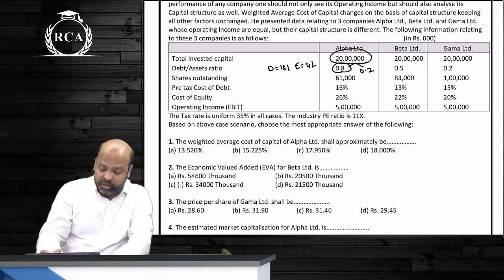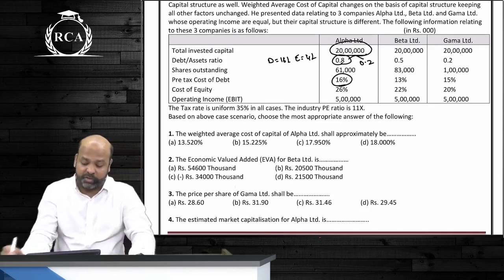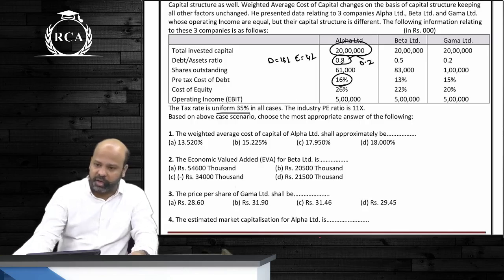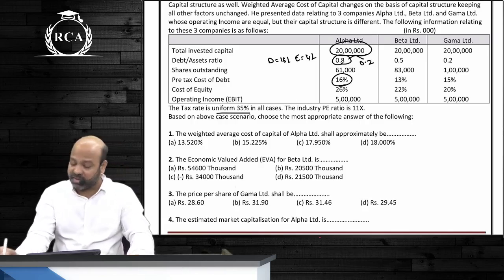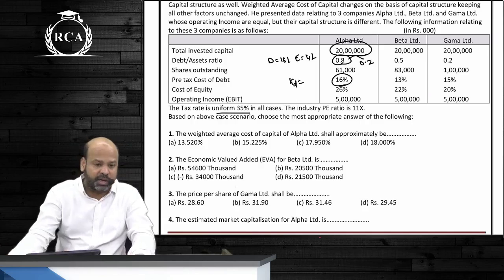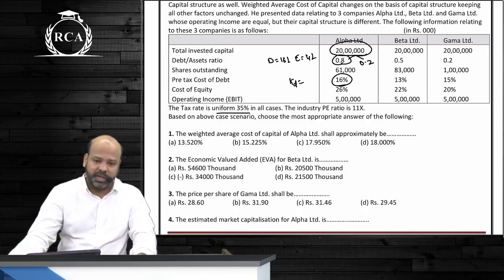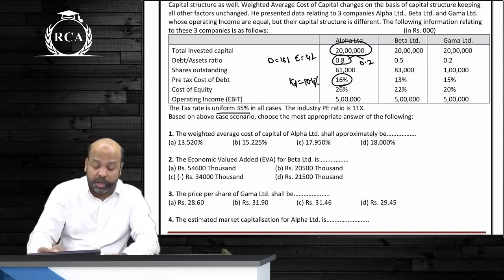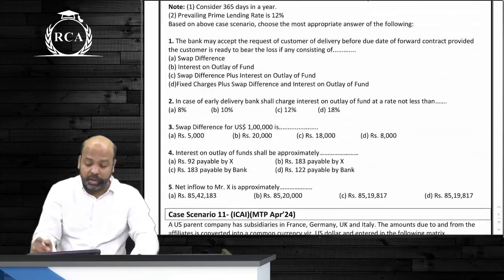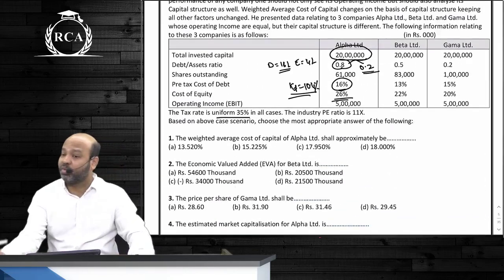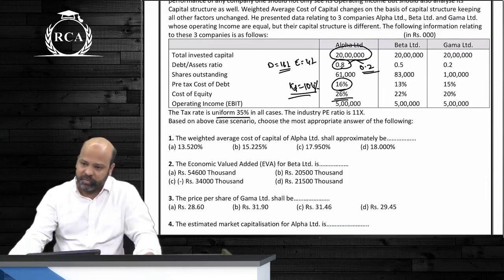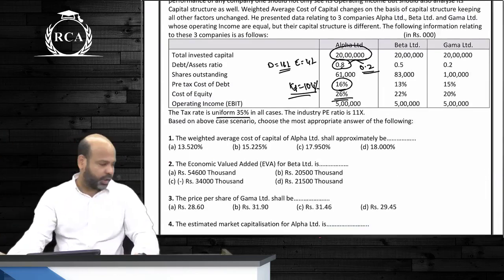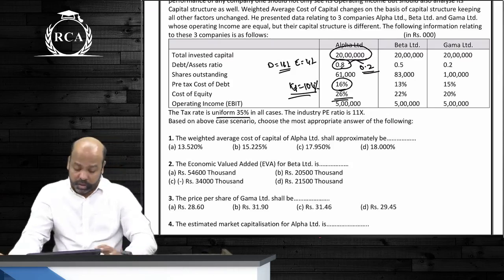To get your weighted average cost of capital, this is the pre-tax cost of debt. How will you convert pre-tax cost of debt into post-tax cost of debt? Interest rate into 1 minus tax rate. What will be the post-tax cost of debt for the first one? 16% into 1 minus tax rate, 10.4%. Can you compute the overall cost of capital? Weight of equity is 0.2, weight of debt is 0.8. That gives the weighted average cost of capital.